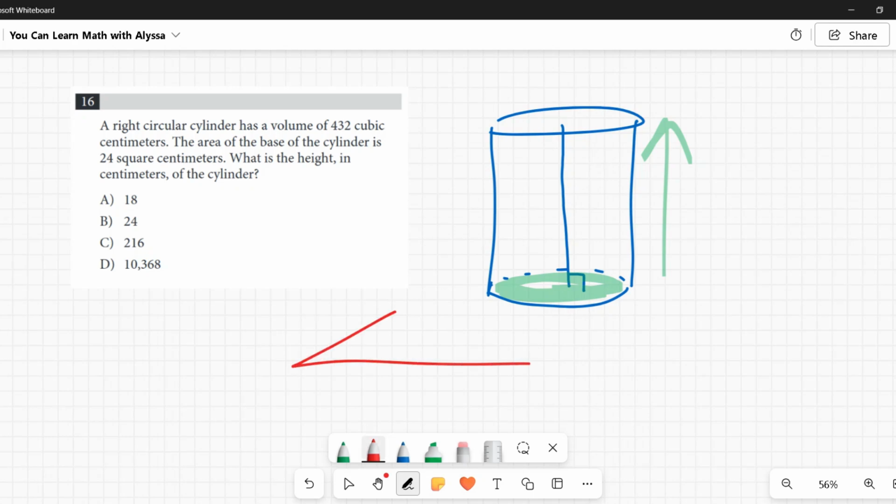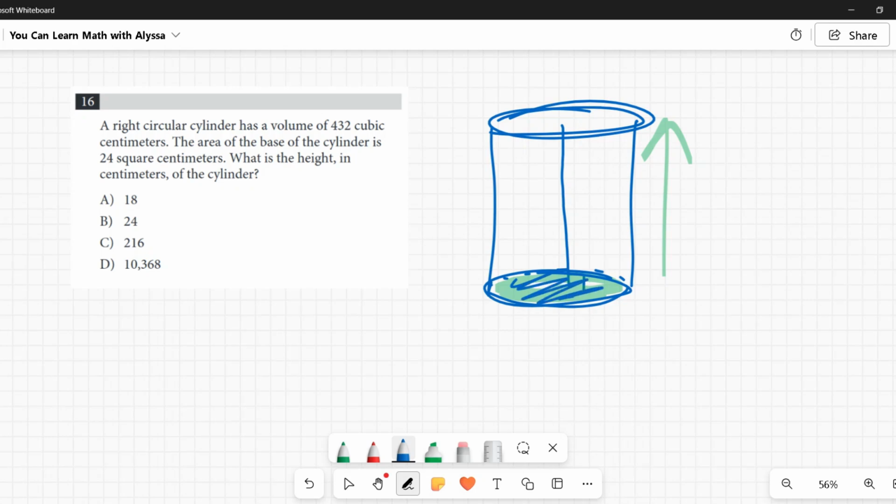So again, if it was triangular, you'd use the formula for the area of a triangle and multiply by the height. Same with a rectangle. Here it's a circle, a circular cylinder, so a circle on top and bottom. I'd find the area of this base and multiply it times the height: area of the base times the height. In this case, we'd be using the formula for the area of a circle.